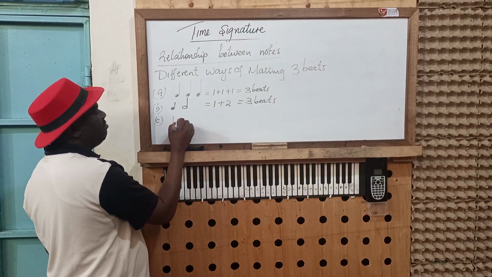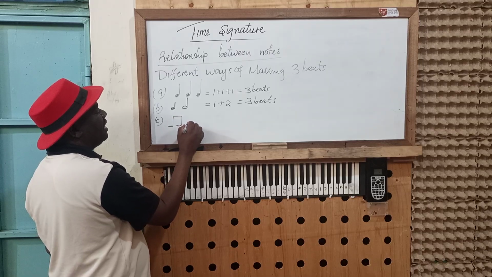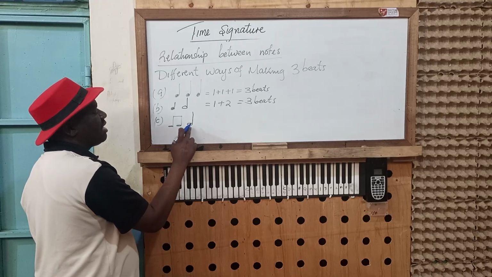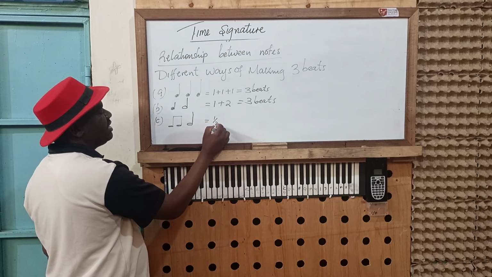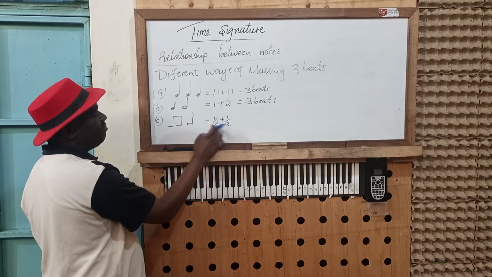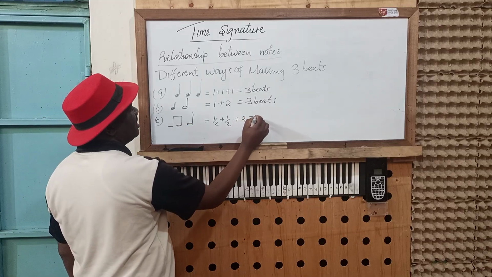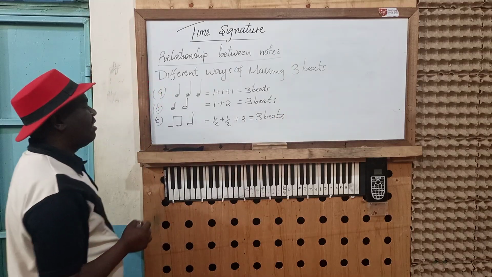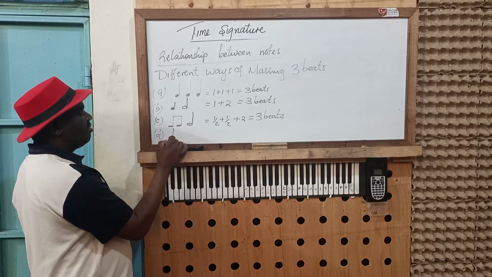Another way of creating 3 beats is this way. Look at that. And look at that. This is a minim. This is a quaver. You know a quaver is half a beat. So those 2 quavers, you write them as half plus half. Plus this one is 2 beats, which is 2. And that still gives us 3 beats.